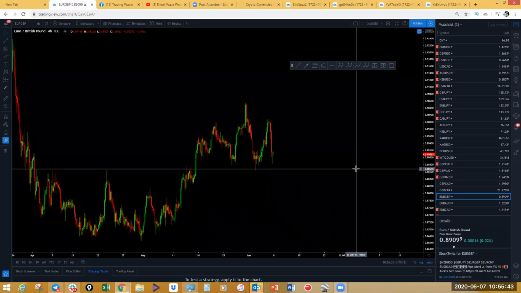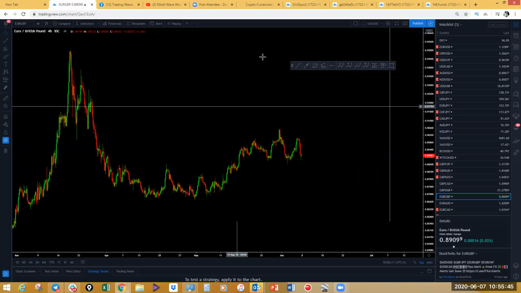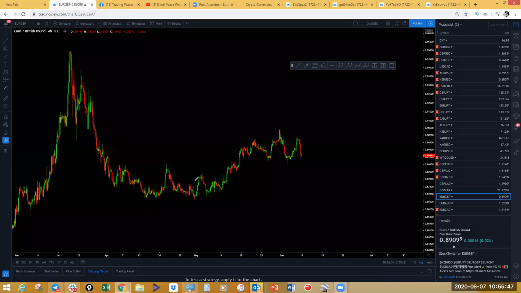Euro pound has made a move to the upside. We've completed that move. We should be continuing lower now. We should be continuing lower.